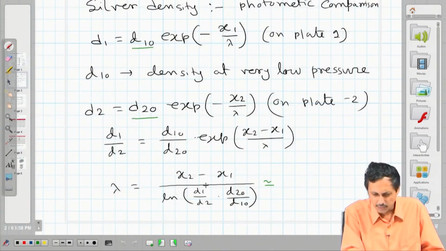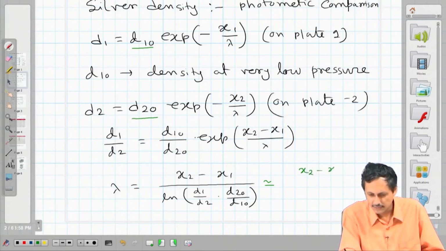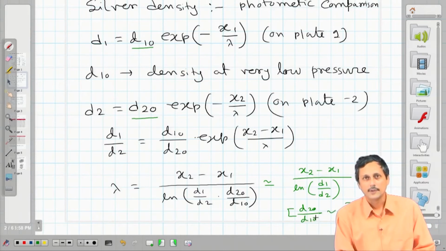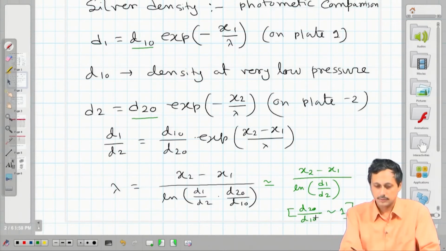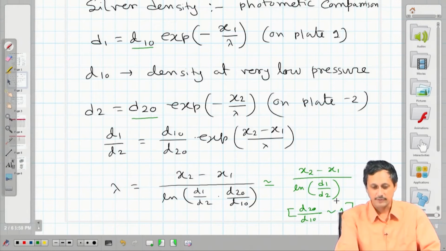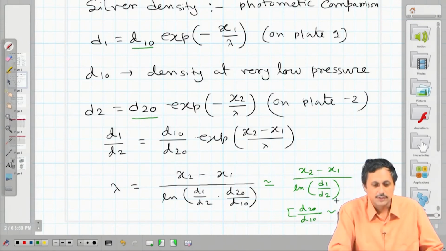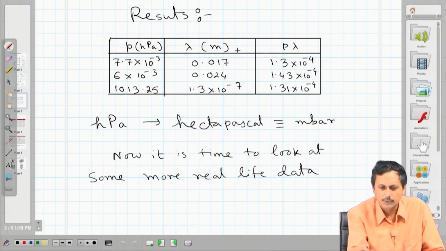So, for all practical purposes we can write this as x2 minus x1 divided by ln D1 by D2, assuming that D20 by D10 is approximately equal to 1. This is the working formula we have in hand, and by using this relation Born determined the following parameters.